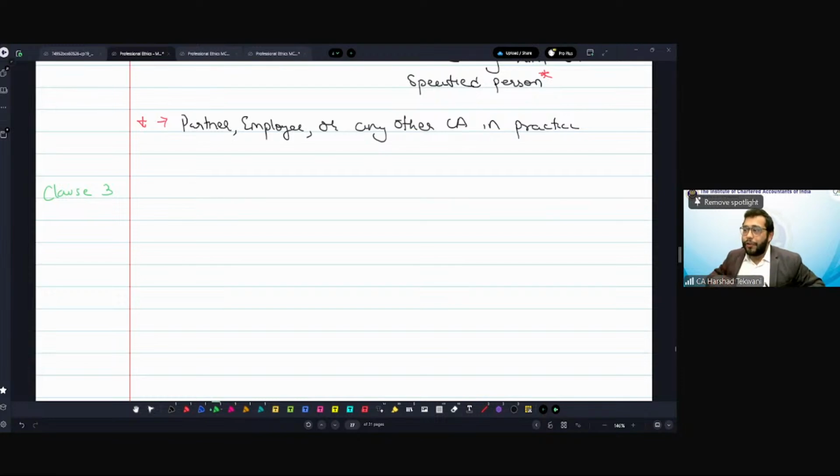And if you do that, and if you allow someone, or if you yourself use your name or firm's name in connection with that, you will be held guilty of professional misconduct.